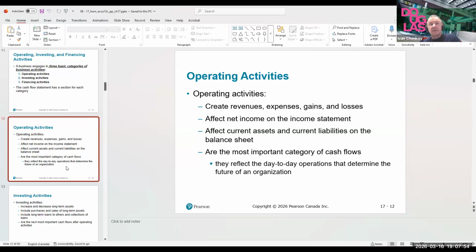If I'm a merchandising company, I want to see how much cash I'm generating from merchandising activity, which is my operating activities. Everything else will be peripheral.